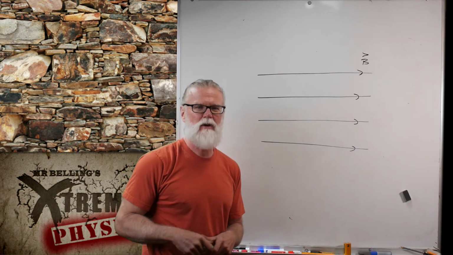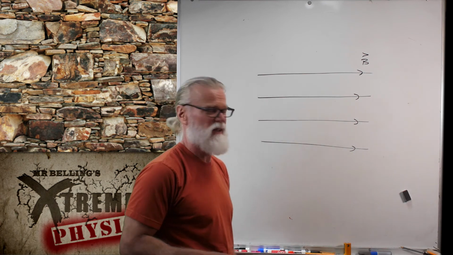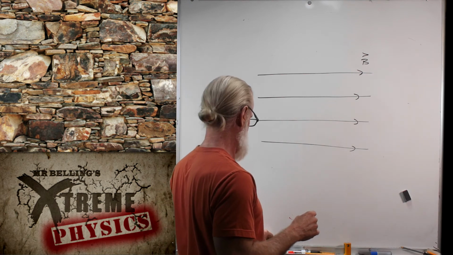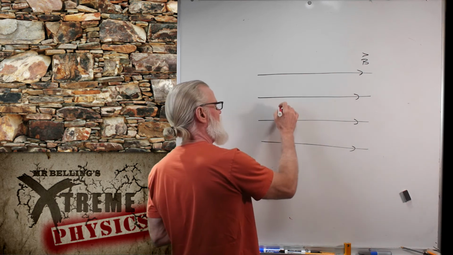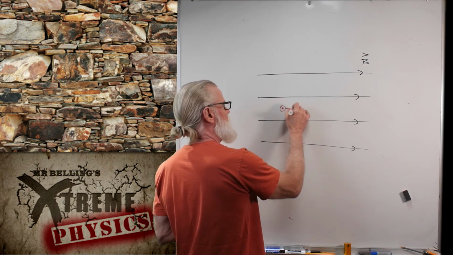All right, let's imagine we had a magnetic field this way. We'll make it a uniform magnetic field for the sake of simplicity. And let's say I had a positively charged particle with a velocity this way.